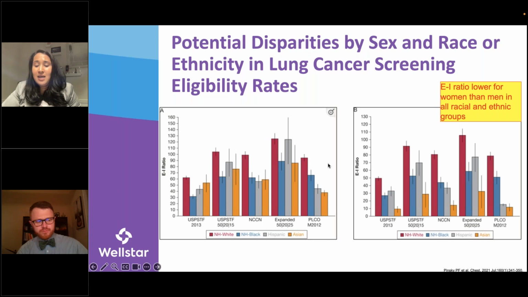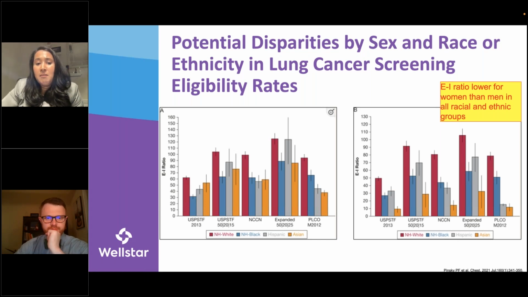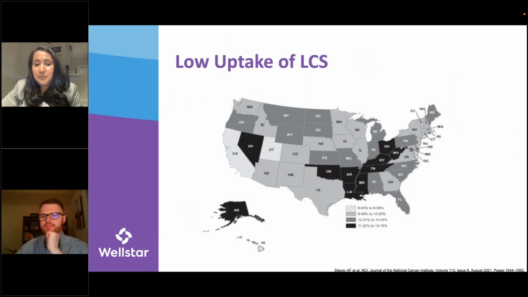And then lastly, if you evaluate male versus female, you can see that overall females, again, despite the expanded criteria, seem to have a lower eligibility to incidence ratio. So even though we've made significant changes in our criteria, there's still that racial disparity that exists when we look at lung cancer screening rates.